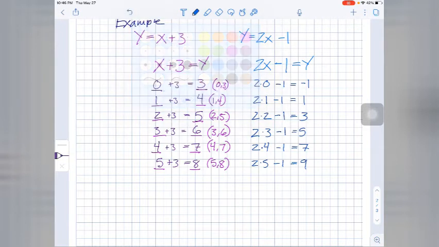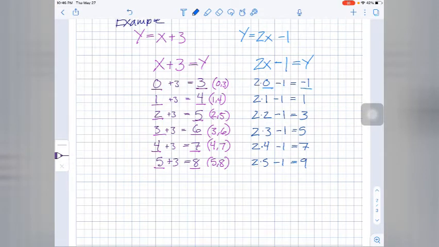So if I was to write out these number pairs, when x is 0, y is negative 1. Then 1 and 1. 2 and 3. When x is 2, y is 3. When x is 3, y is 5. When x is 4, y is 7. And when x is 5, y is 9. So those are all of our possible answer pairs.